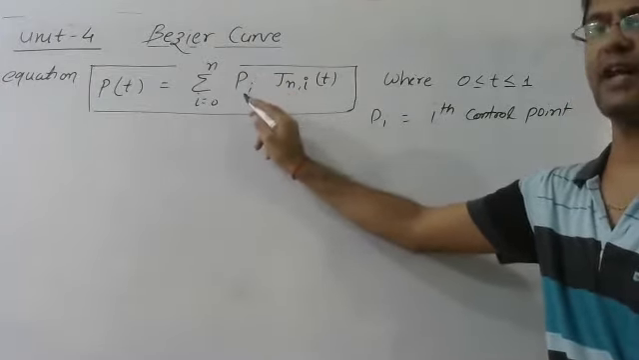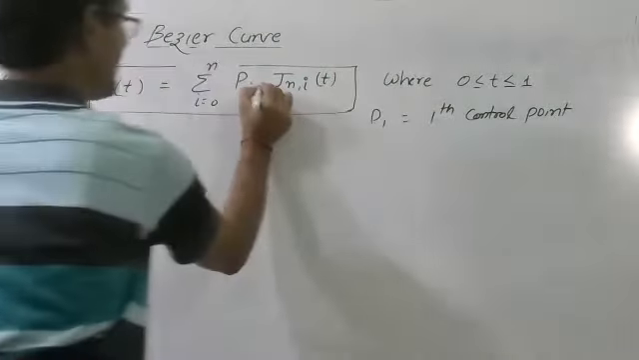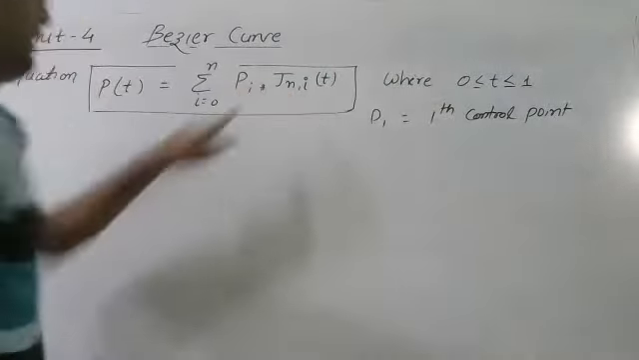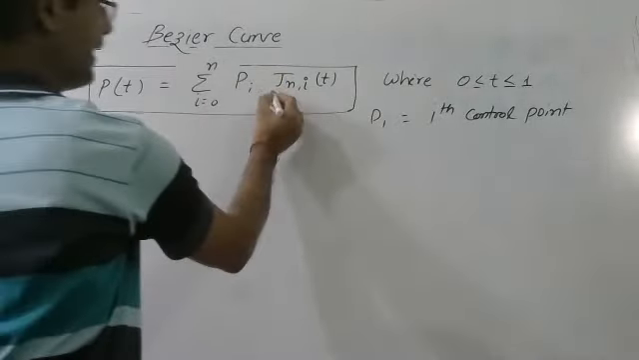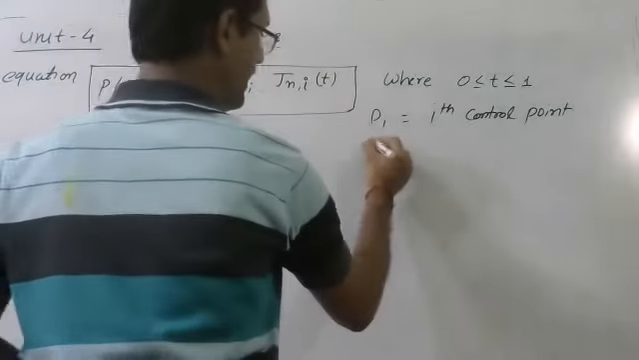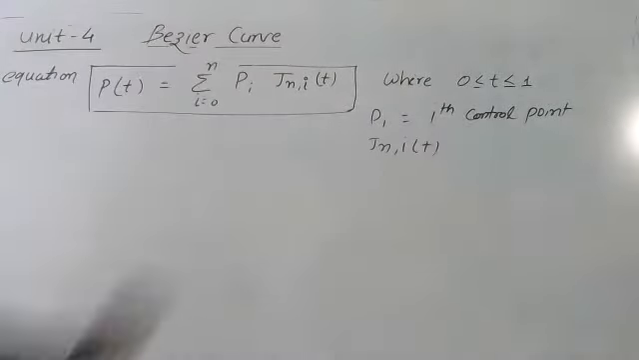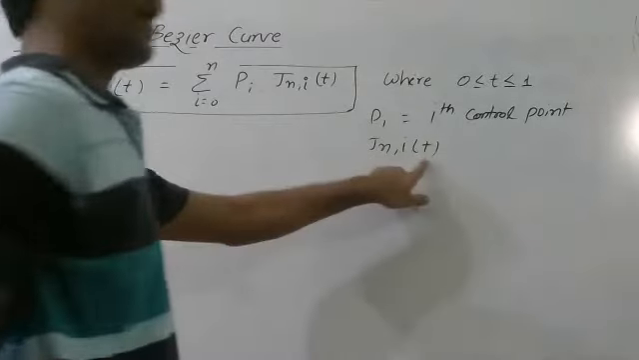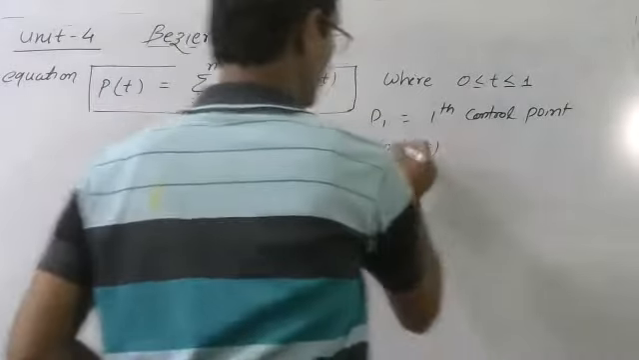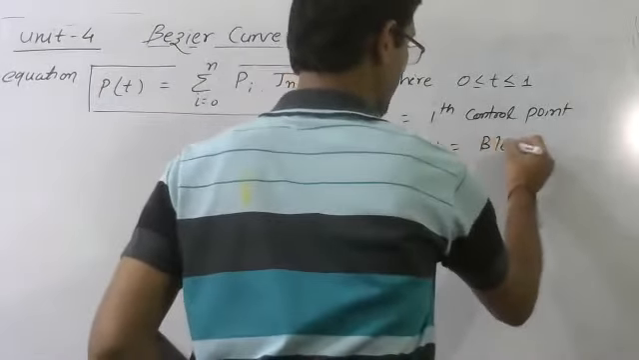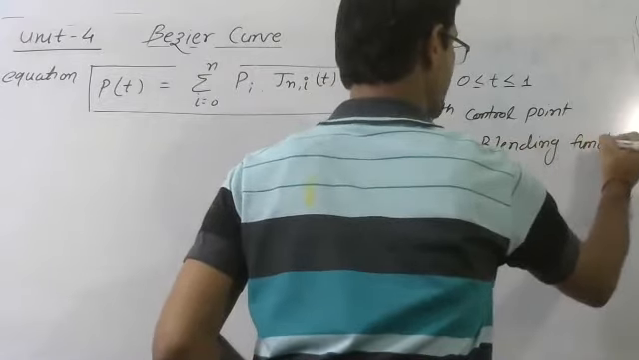So this will always be constant. This will be the constant, which is multiplied by, here it is a multiplication sign, this control point will be multiplied by another function J n comma i t. It is a function of t, right? J n comma i t will be the function of the variable t, which is known as the blending function.